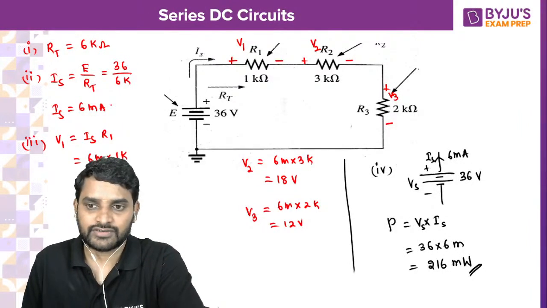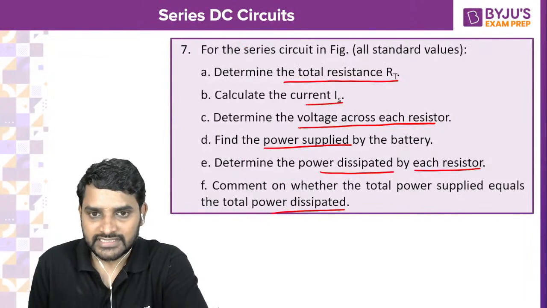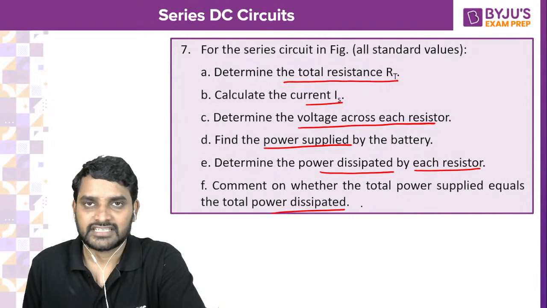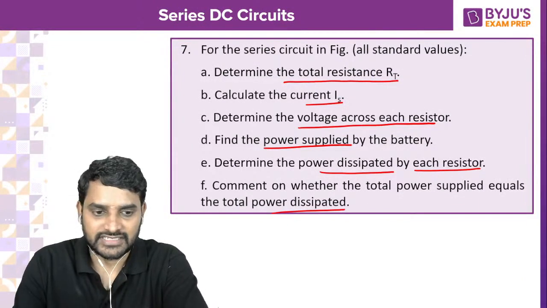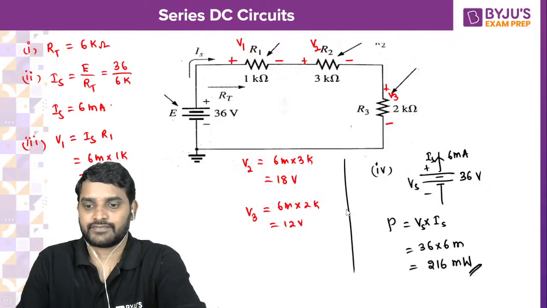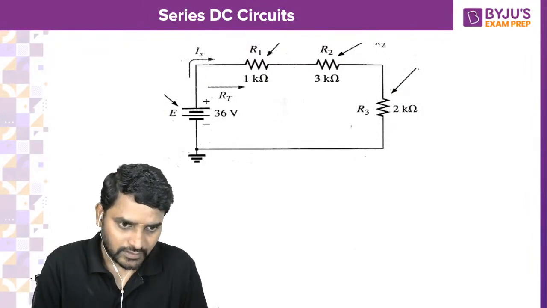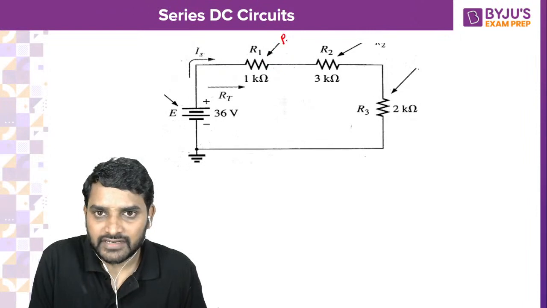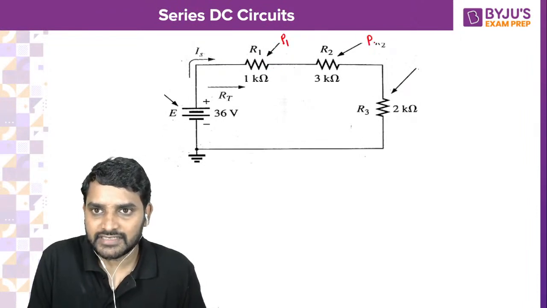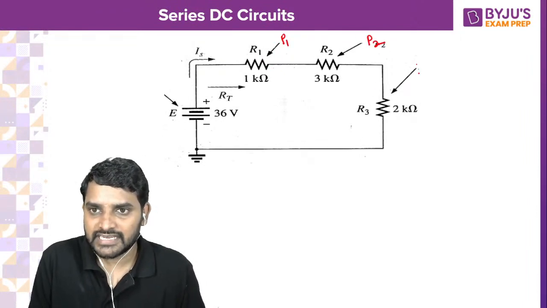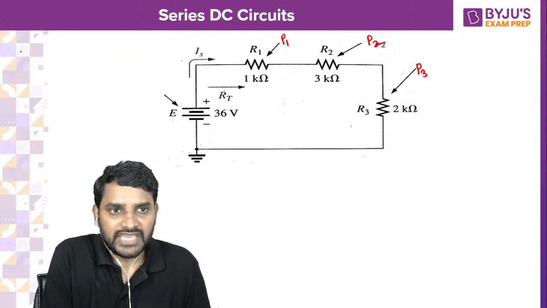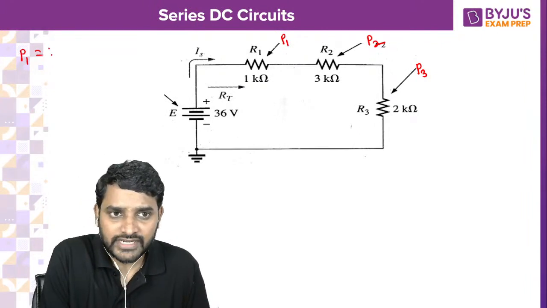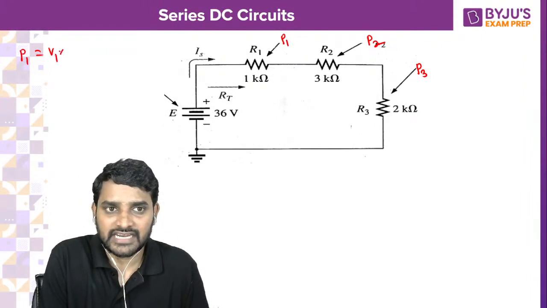Right. Now next question. What is the next question? He's asking, determine the power dissipated by each resistor. Let's see. I am representing here. This is P1. Let us calculate P1. Let us calculate P2. Let us calculate P3. So P1, the power dissipated by the resistor, is going to be voltage across the resistance 1 and current through that resistance 1.